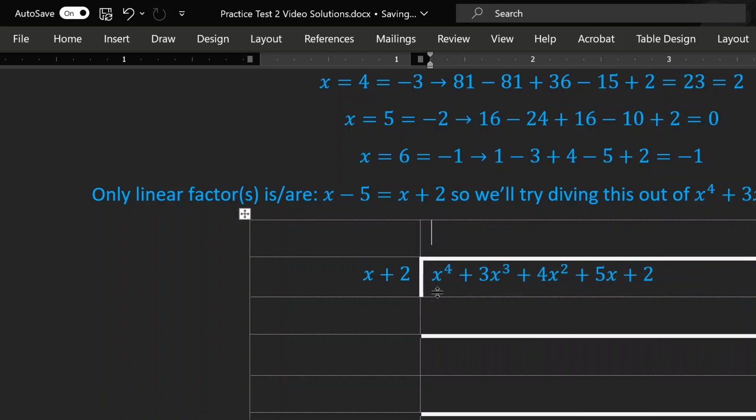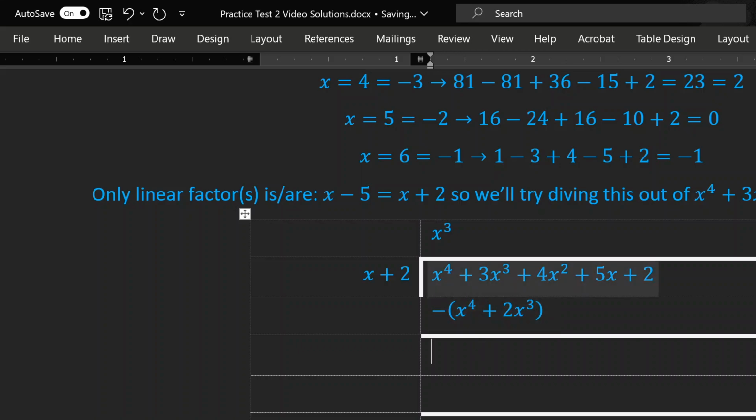First we want to ask ourselves, what can we multiply x by to get x to the 4th? That would be x cubed. So we're going to put x cubed up here. Then we multiply x cubed times this whole part here, and we're going to subtract whatever we get. So we subtract x cubed times x plus 2, which is x to the 4th plus 2x cubed. I like using x plus 2 instead of x minus 5. I think this is already simpler.